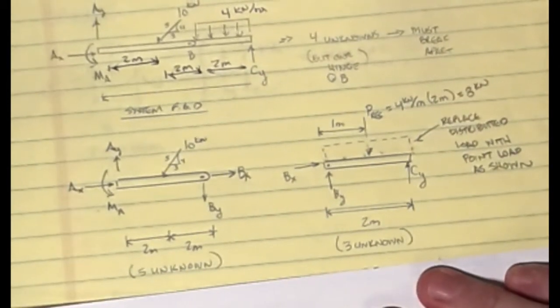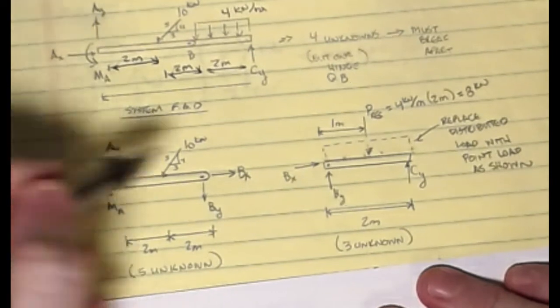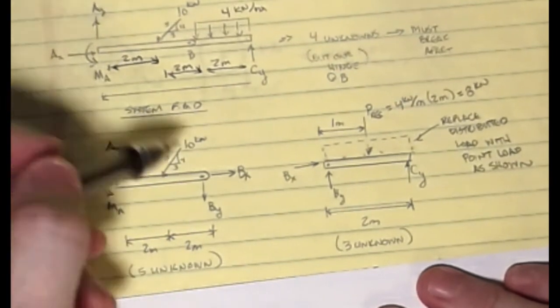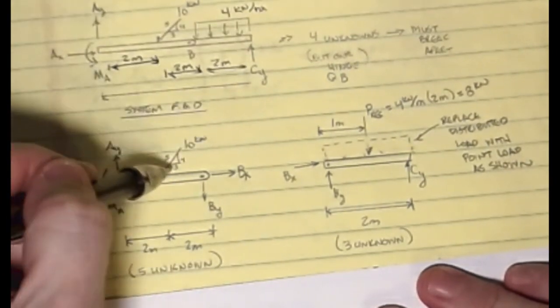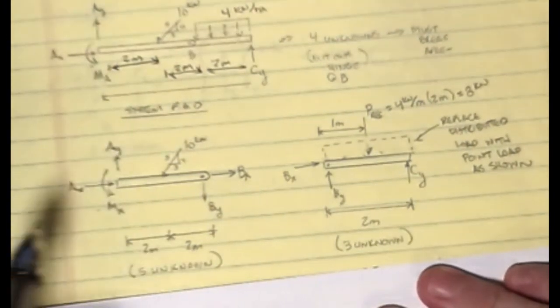So all we're going to do is break this thing into pieces. I have my moment, MA, AY, AX. I'm going to blow it apart at the hinges, just like we did. And so we have 10 kilonewtons, and then 3, 4, 5 is the angle. Again, that's located at 2 meters, so we're good there.